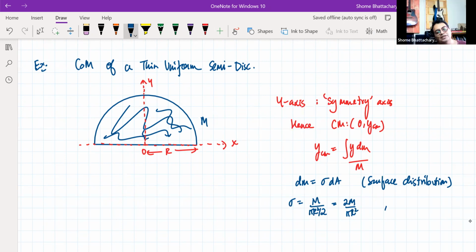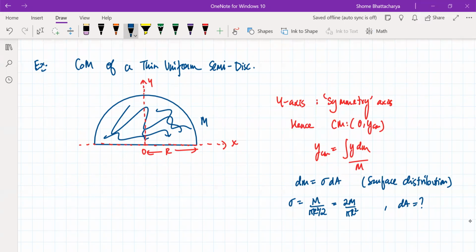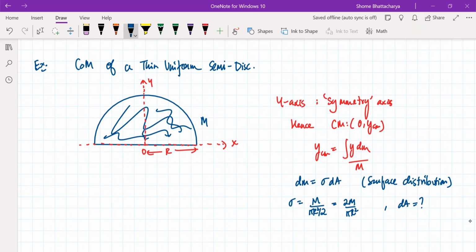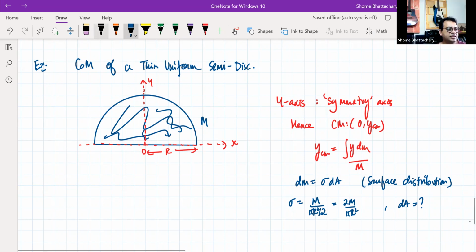Now the question is, what should we take dA as? How should we slice the semi disk into areas so that we can take the differential area? One very convenient option that we have, since we just found out the center of mass of a semi ring, is that we can slice the disk into semi rings. The ring's radius is increasing from 0 to capital R. Then we can make use of the formula that we just did.